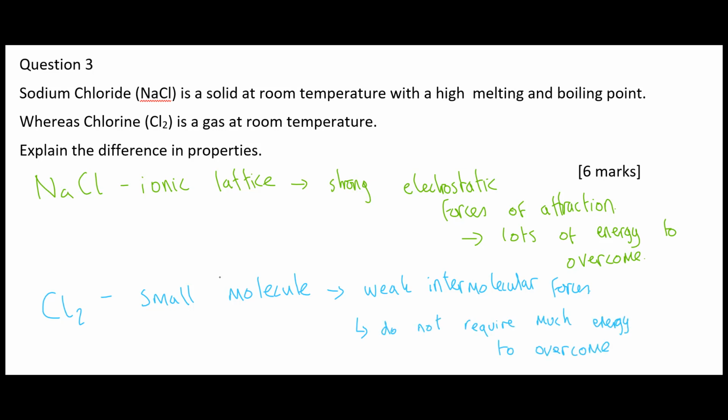Now, I just want to show you guys with a question like this how you're going to score the marks. Well, you're going to get a mark here for saying that sodium chloride is an ionic lattice or an ionic compound, which means it has strong electrostatic forces of attraction. And those strong electrostatic forces of attraction need lots of energy to overcome. So you can kind of see here how exam technique plays a key part in scoring the marks. Whereas for chlorine, it's a small molecule with weak intermolecular forces, which doesn't need much energy to overcome.